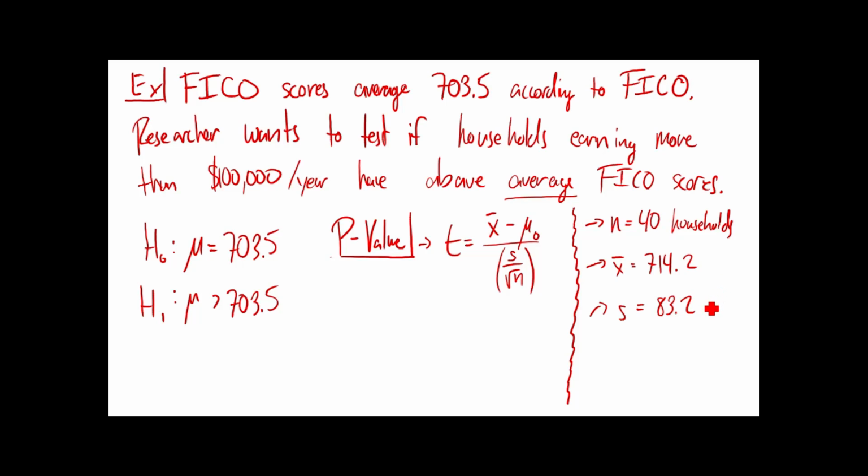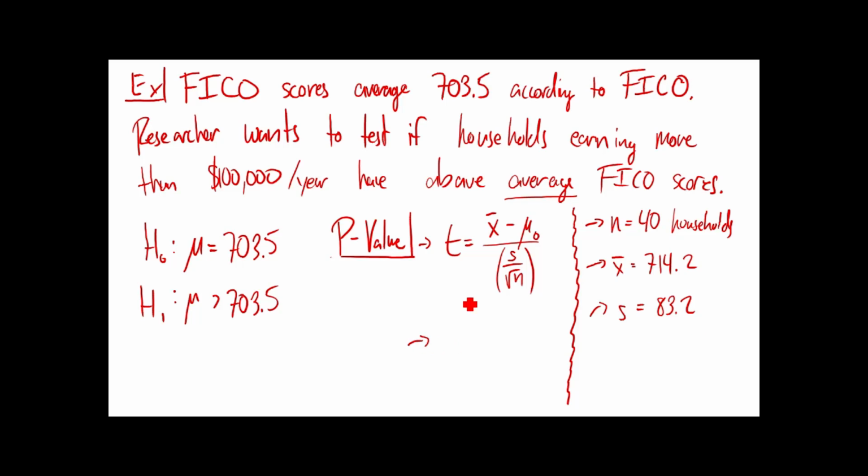So pretty variable. Credit scores, I think, can go up to a maximum of 850, I believe. But just because you make a lot of money doesn't necessarily mean you have a good credit score, right? Because maybe you have a lot of debt, maybe you missed a few payments over time or something. So here we go. These were the results.